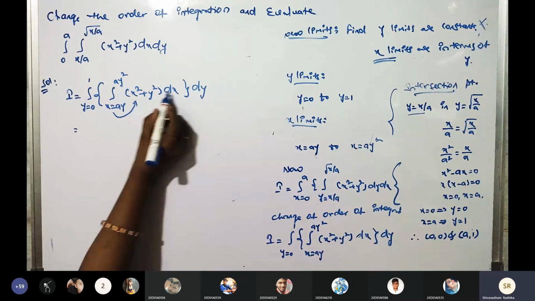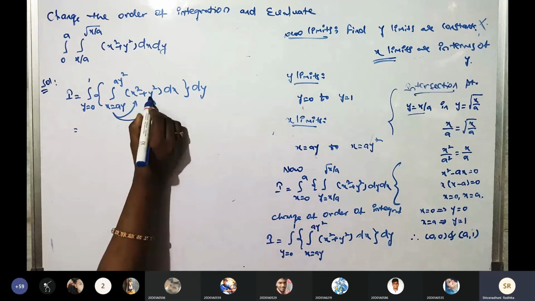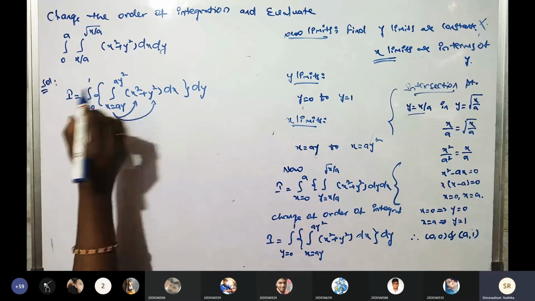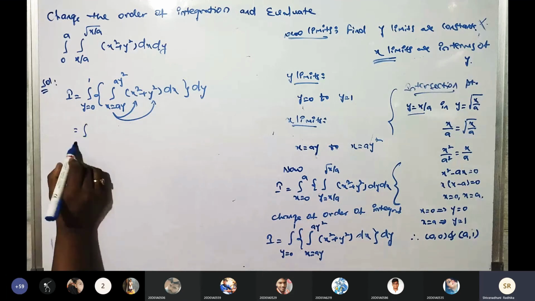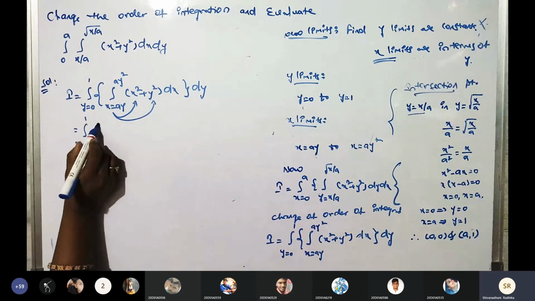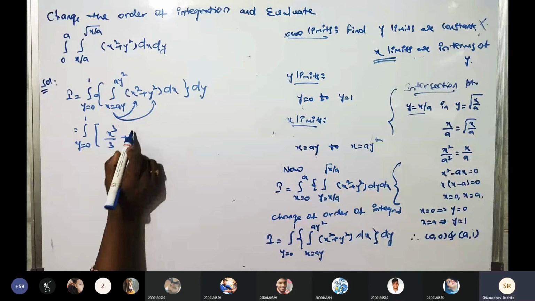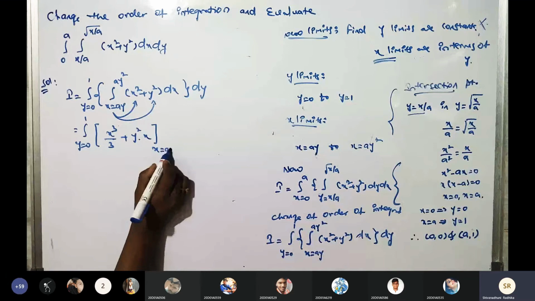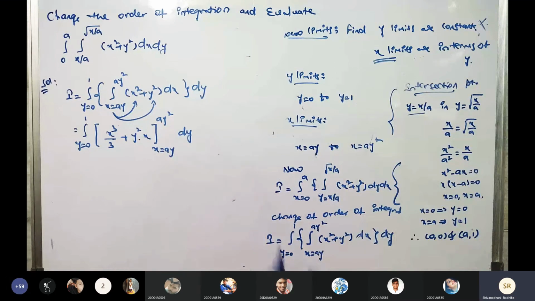Integration of x square dx is x cube by 3. And integration of y square dx is y square, constant taken outside, integration of 1 dx is x. Is it clear? Now integration y equals 0 to 1 of x cube by 3 plus y square times x, and we have to write the limits x equals y to square root of y, dy.